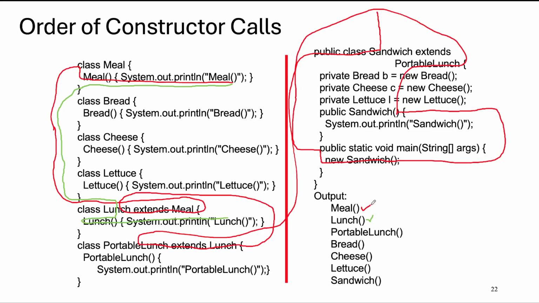Once this is done, the compiler comes back, enters into the portable lunch, the constructor, prints the statement portable lunch and exits.